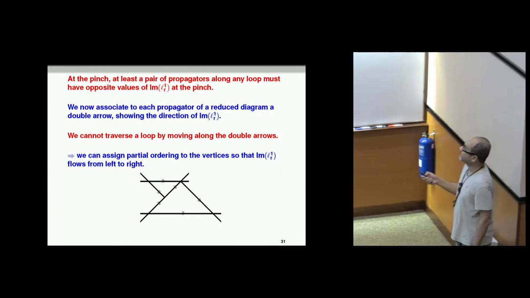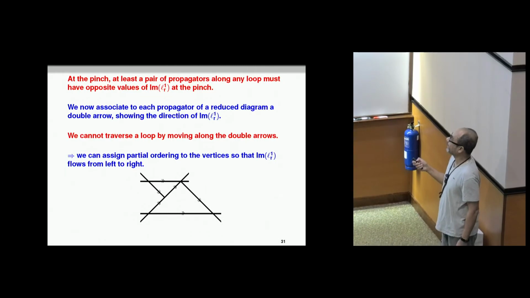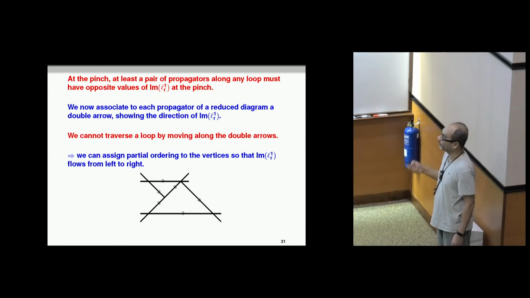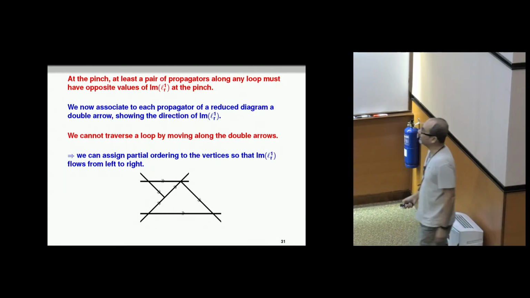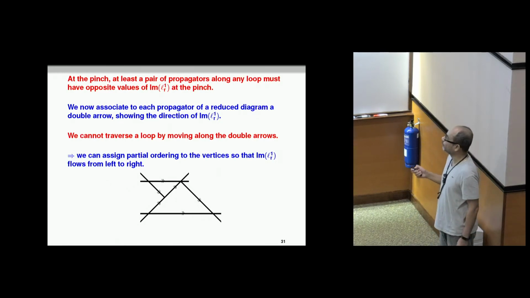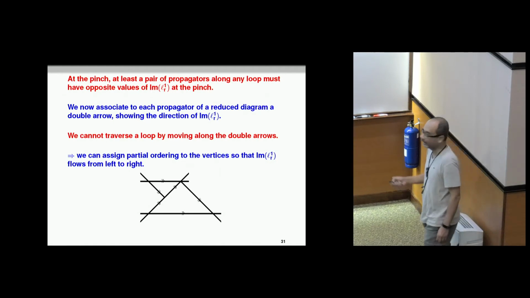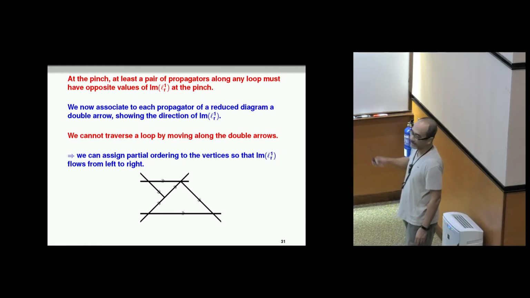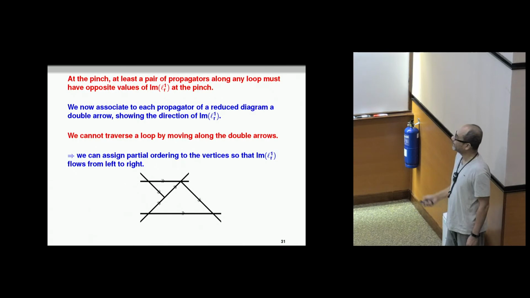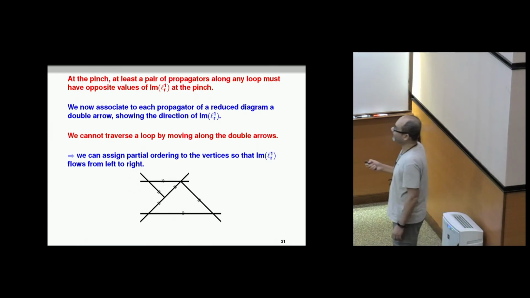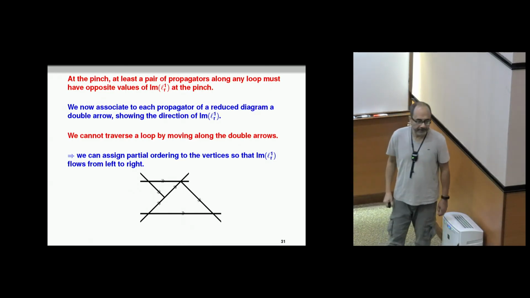And by this result, that at least a pair of propagators along any loop must have opposite values of imaginary L1R, means that we cannot traverse a loop by moving along double arrows. Right? There is no closed loop where you can follow the double arrows, because that will violate this statement. Okay. And then by the same logic, we can assign a partial ordering to the vertices, so that imaginary L1R flows from left to right. Okay, so a diagram like this, where arrows flow from left to right.